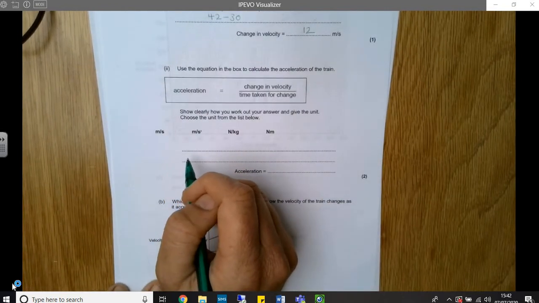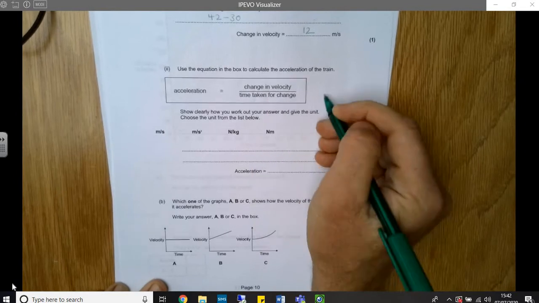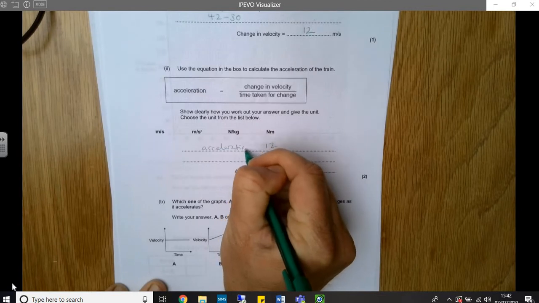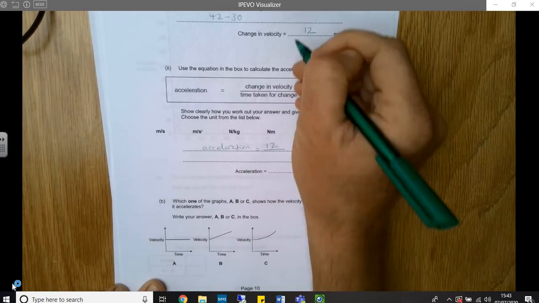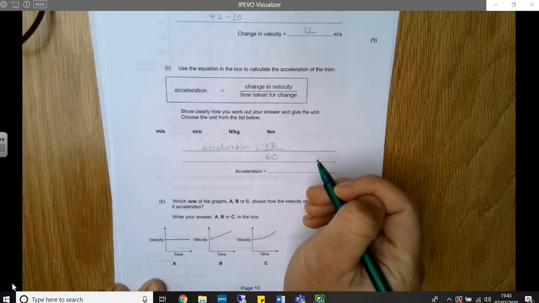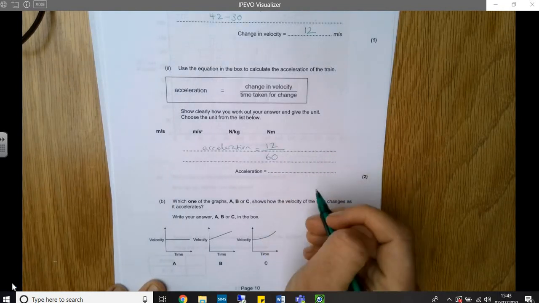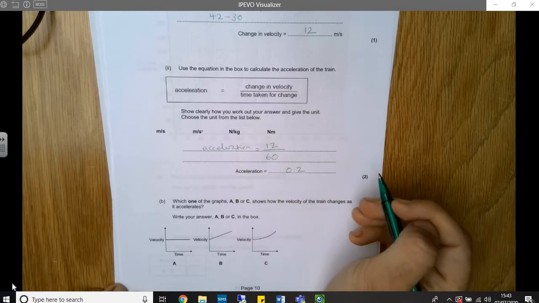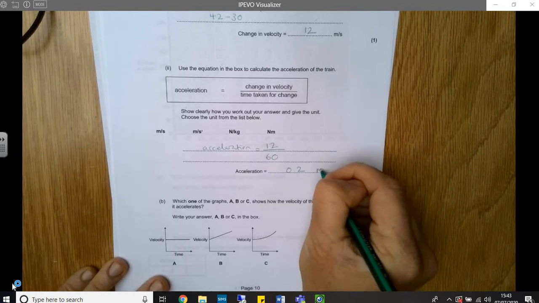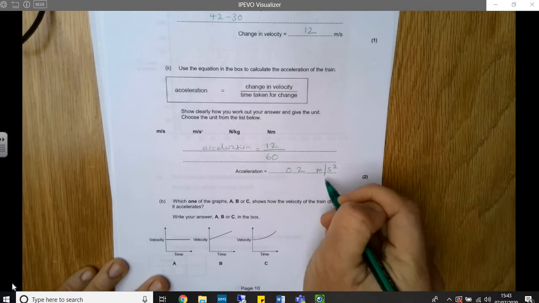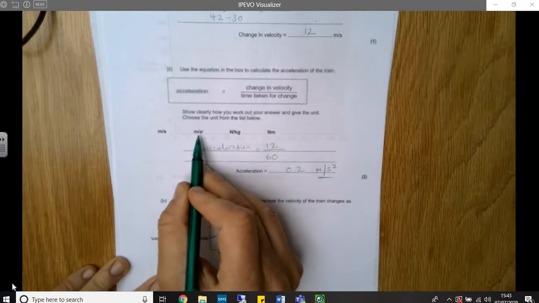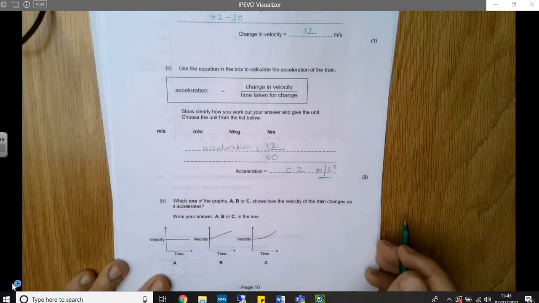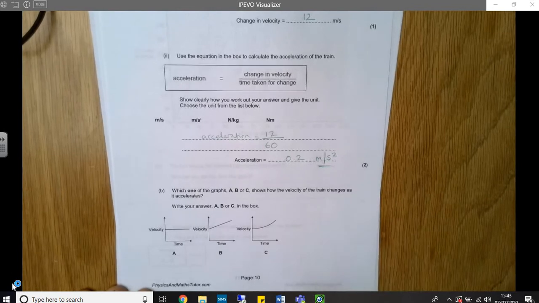So we've got change in velocity, which is 12. So acceleration equals change in velocity, which was 12, divided by 60, okay, which gives us an answer of 0.2. Now what is the accepted unit for this? It is meters per second squared. Now that unit you may not have realised, okay, because I've only just given you the information about acceleration. So that is the unit for acceleration there.